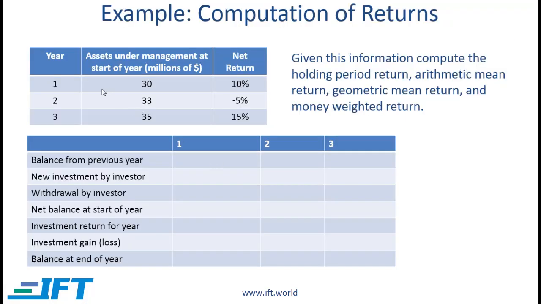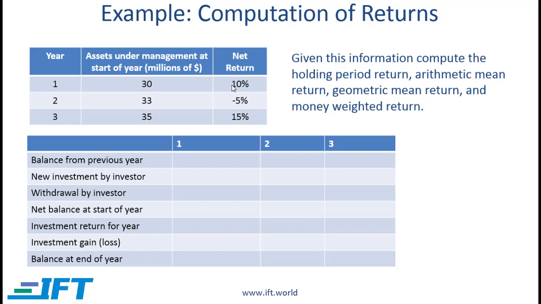So I want you to try this question now, just to make sure you understand the information. Year 1, 30 million over here means this is the money that we have at the start of the year. Then over the year, the net return is 10%. So how much will this become by the end of the year?